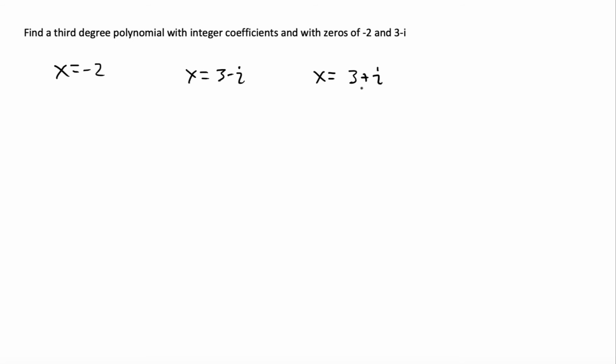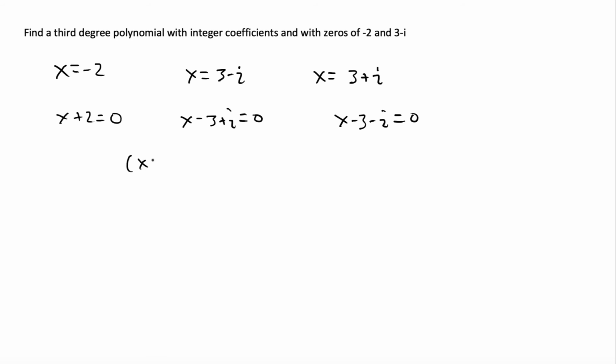Now the question is, how do we find a polynomial? To find a polynomial, we have to multiply all of the factors together. If x is -2, we can agree then that x plus 2 is 0, right? We're just going to bring this 2 back around. Similarly, if x equals 3 minus i, then x minus 3 plus i is equal to 0. And similarly, x minus 3 minus i is equal to 0.